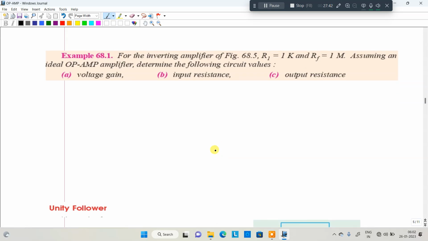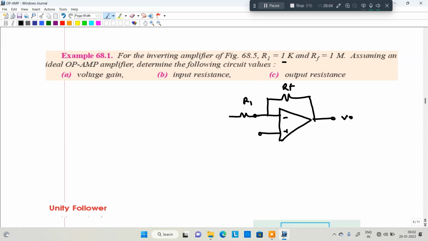The first problem here, for the inverting amplifier, you know already, this is the output, negative and positive, inverting and non-inverting input terminals. Okay, this is RF, this is R1. What it is saying is that R1 is 1 kilo ohm, RF is 1 mega ohm. Assuming an ideal op amp, determine the following circuit values.